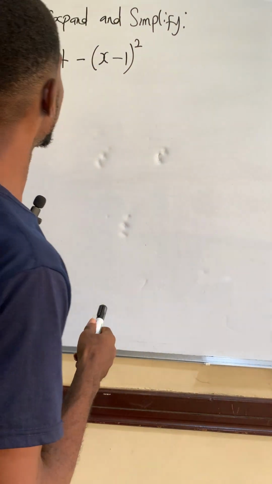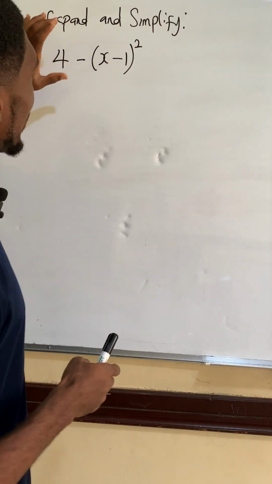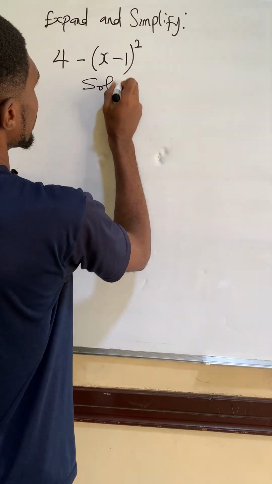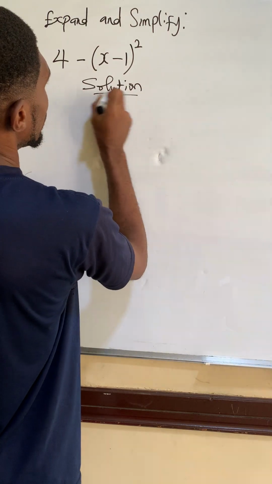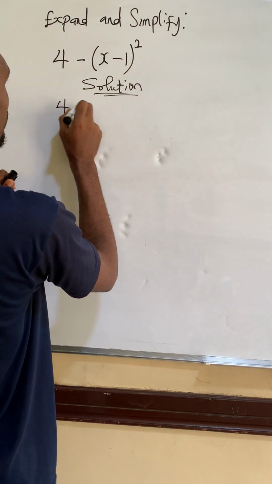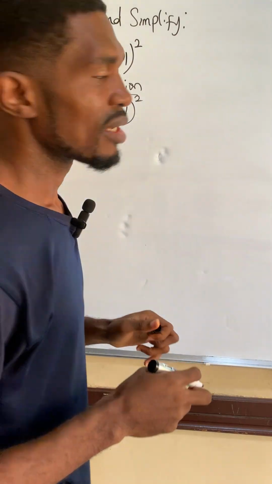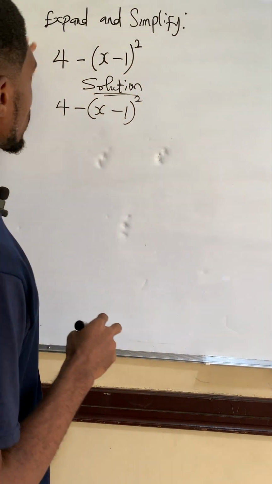Hi guys, I want to expand and simplify this here. So join me as we solve together. So we have 4 minus (x minus 1) squared. Okay, so this is the question.